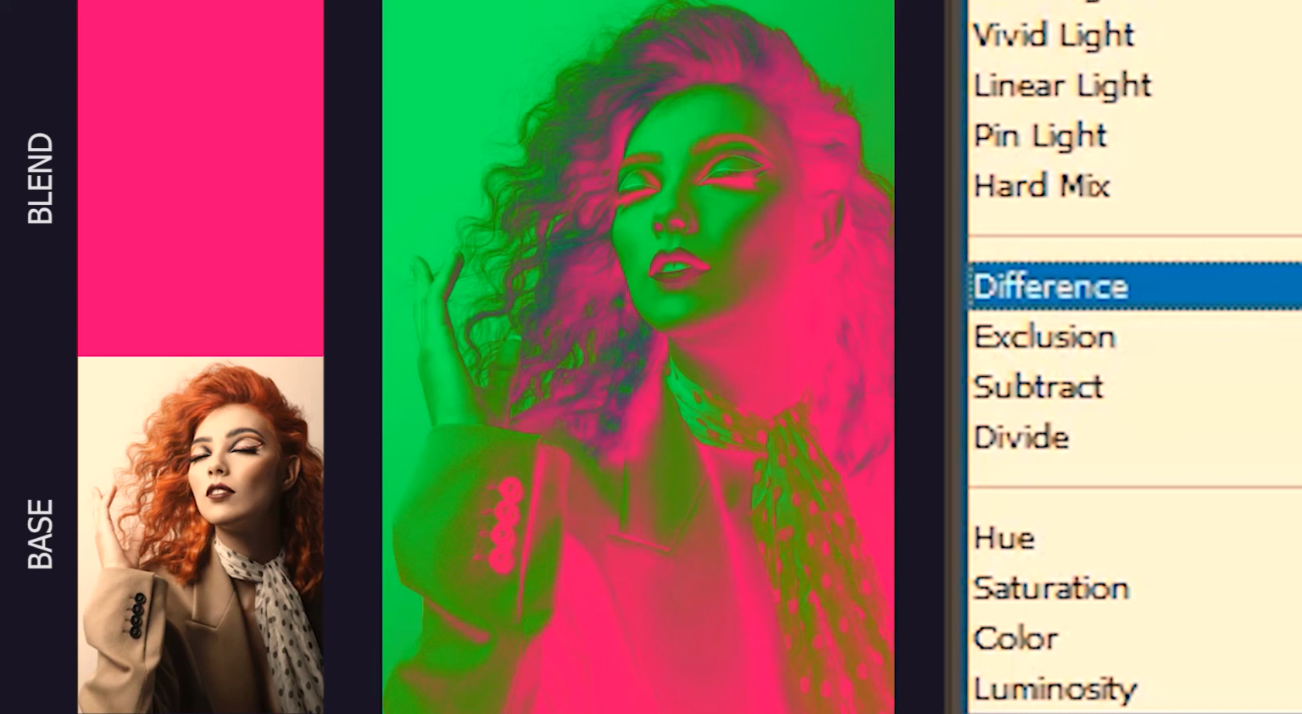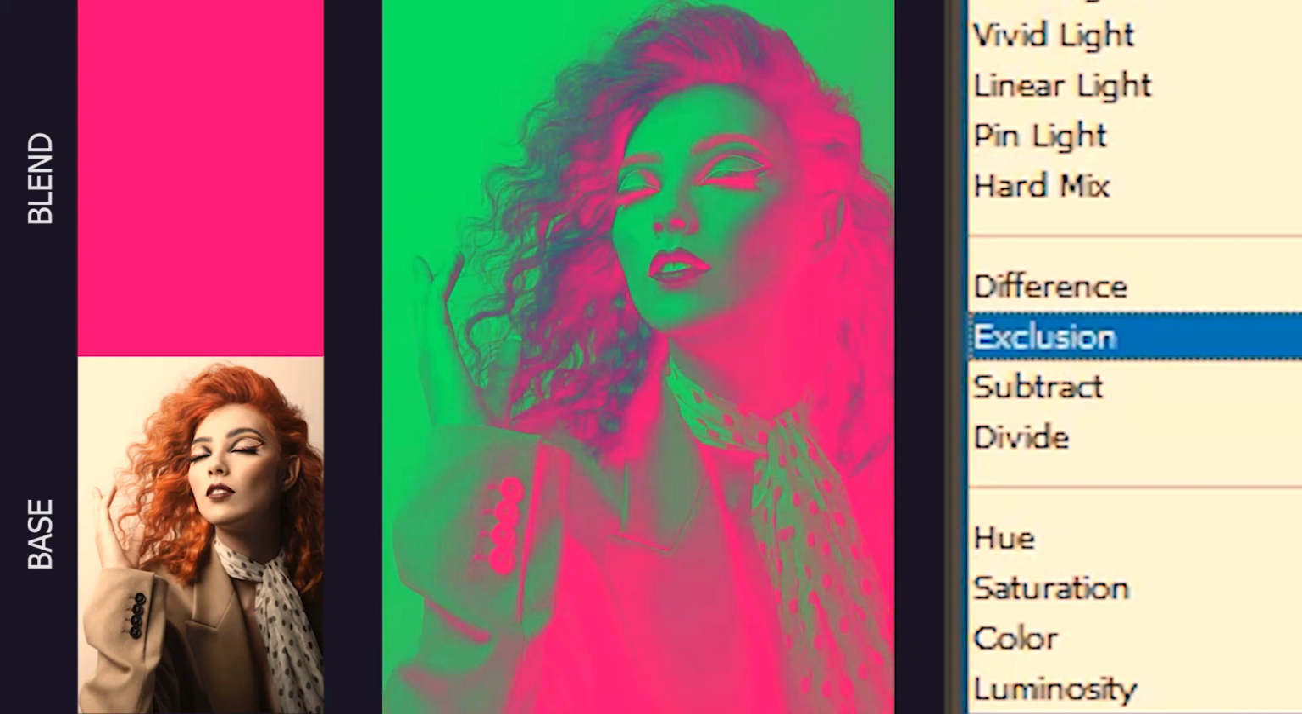Let's review that. On the base layer, these areas were totally black. So on areas of black, the colors should remain intact. There should be no change, which is exactly what's happening over here. Magenta is totally intact. Think of difference and exclusion as a team. If I hover over exclusion, you can see that it's just a softer version of difference.